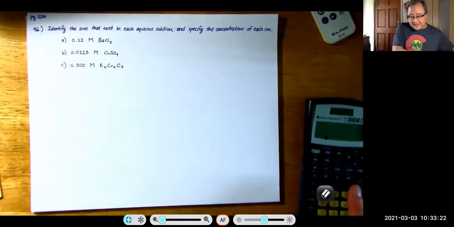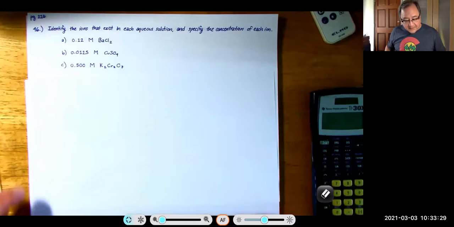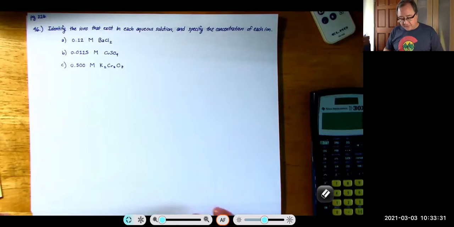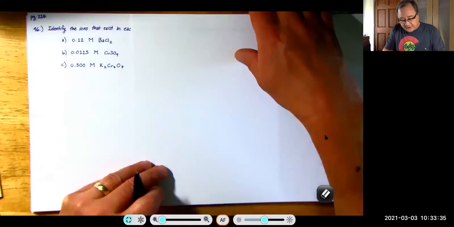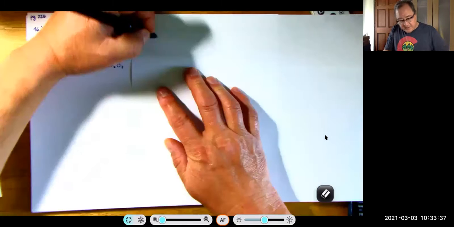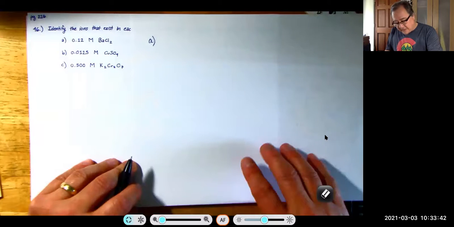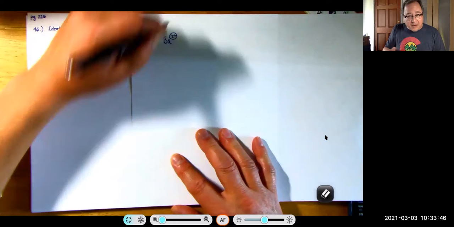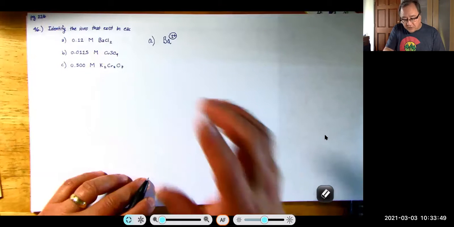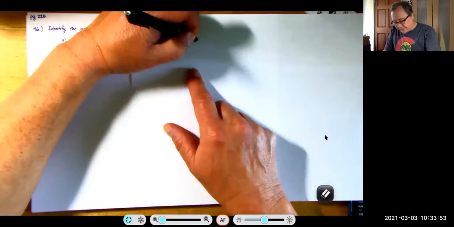Identify the ions that exist in each aqueous solution. So here, they're just simply asking us to look at the formula and take it apart for all practical purposes. So I'm going to write the answer next to each one of these. So for A, the ions in solution are barium ion. And I'm going to go ahead and put how many of them are in solution. So there's one barium ion for 2 chloride ions.